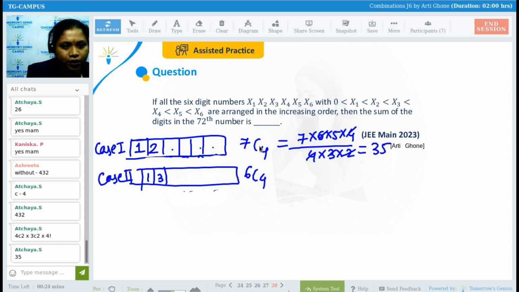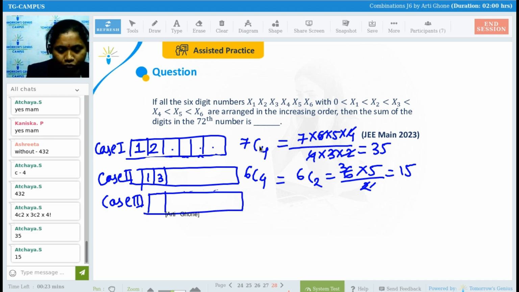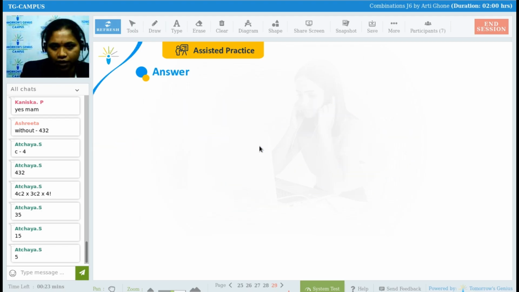$35. Okay. 64 is equal with 62. First I'll just mention here it is equal with 62. So it is 6 into 5 upon 2. Clear? Now what will be the case 3? If I could fix the 1 and 4 position, what will be the answer? 5C4. Clear? Okay. So what will be the answer of 5C4? It is 5 only directly. Okay. Then next one. Case 4.